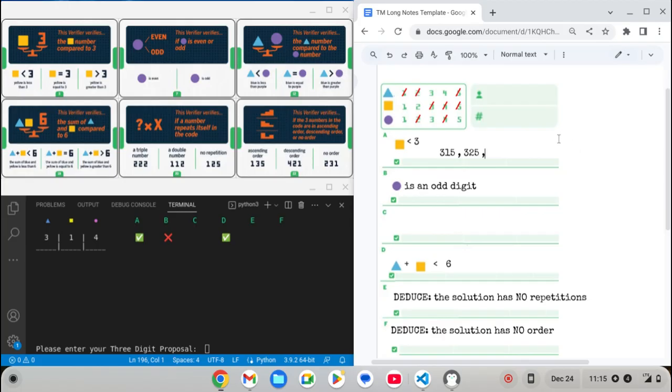Okay, so let's see. Our middle digit, of course, we already established that they had to be less than 3. That last digit is odd. In both cases, triangle, the first digit is smaller than the second. Their sum is less than 6, no repetitions, and no order. So I would say that these are ambiguous. You cannot have these. I can't tell them apart based on the criteria cards. So for that fact, I don't think it could be a 3.